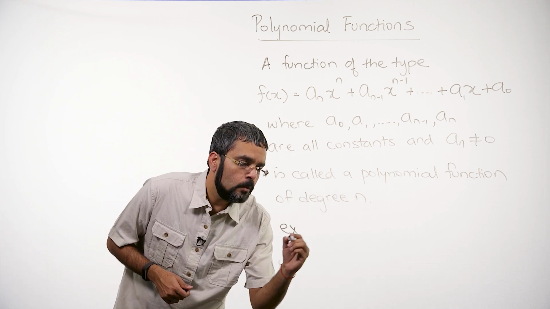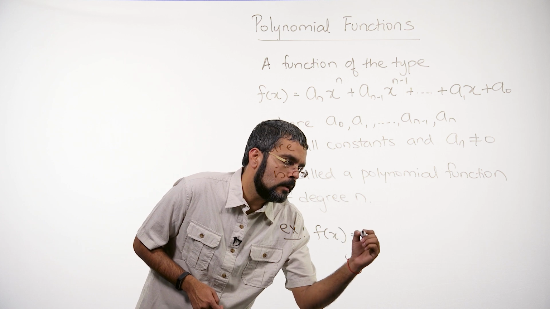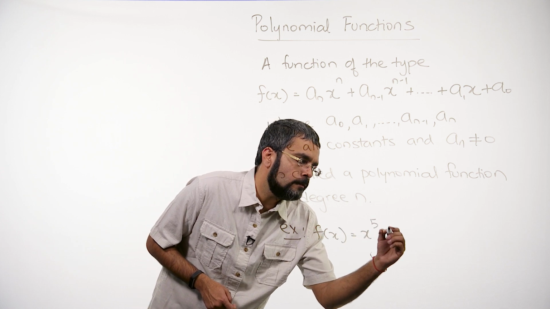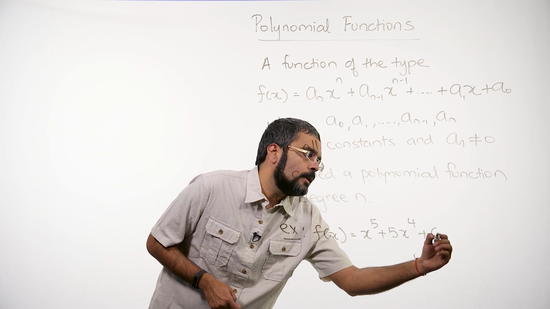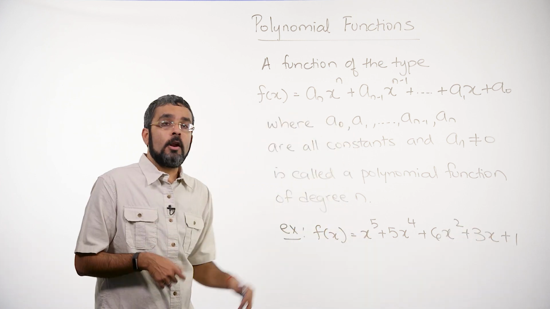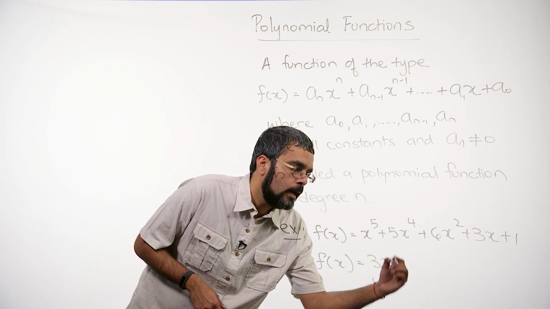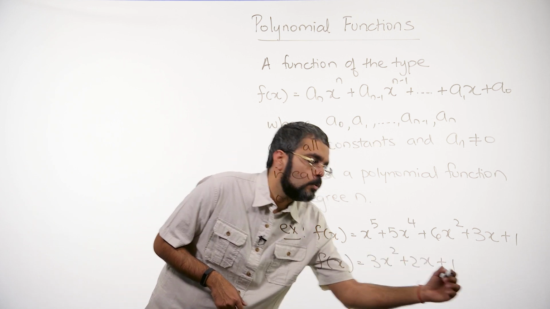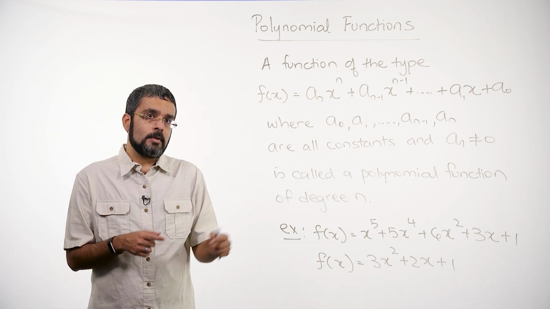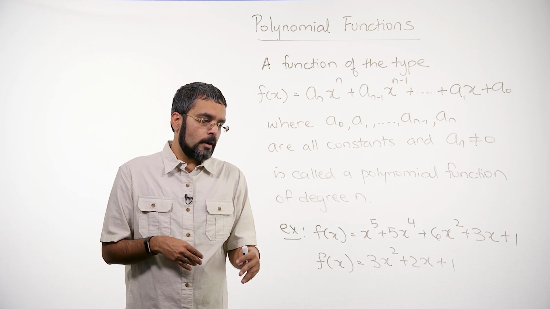So as an example, we can have different functions. We can have f of x equals x to the 5 plus 5x to the 4th plus 6x squared plus 3x plus 1. That would be a polynomial function. f of x equals 3x squared plus 2x plus 1 is also a polynomial function. We know those as quadratic functions. Okay, so what do we know about polynomial functions?